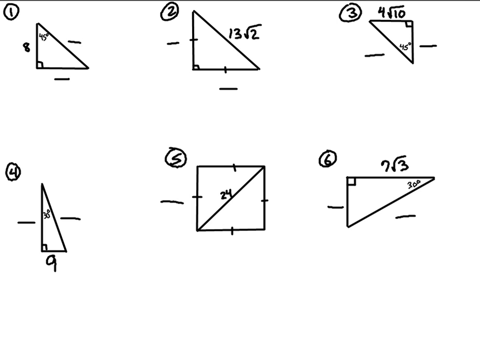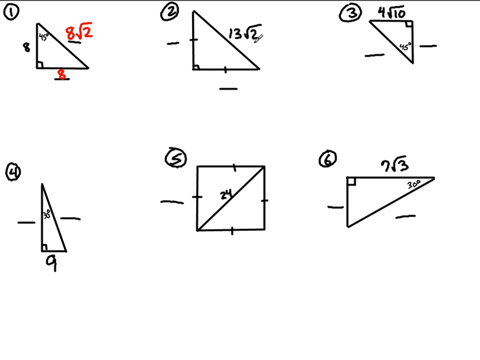Here's your review for special right triangles, 30-60-90 and 45-45-90. That's what we need to identify first in all of these. This first one is 45-45-90, so both the legs need to be the exact same. They're both 8. To find the hypotenuse from the leg, all I have to do is multiply by the square root of 2. So 8 square root of 2 for that answer.